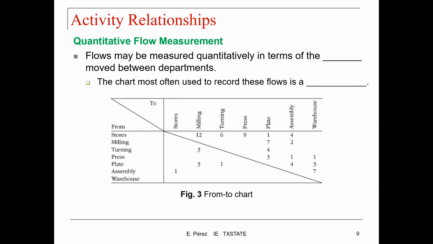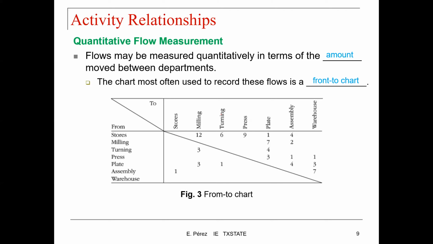Quantitative flow measurements. Flows may be measured quantitatively in terms of the amount moved between departments. The chart most often used to record these flows is a from-to chart, and here's an example in figure 3. So again, we go back to this format of the mileage chart, but now we don't necessarily have a mileage measurement here.